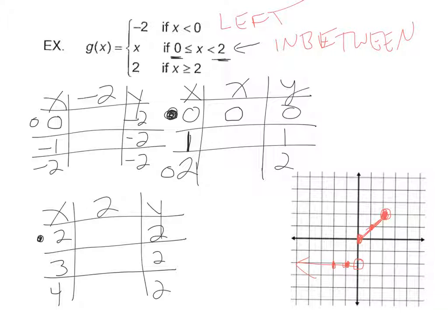And then 3, 2. And, whoops, that shouldn't be there. 3, 2. And 4, 2. It's a greater than, so that arrow goes to the right.